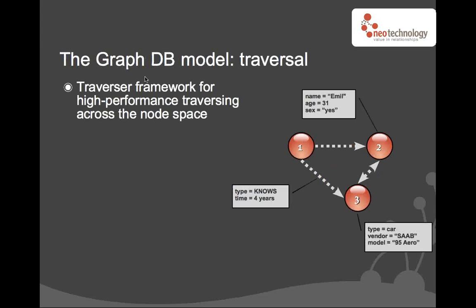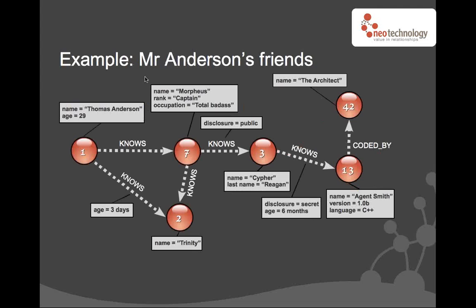Okay, so we've now worked on putting data into the graph. The question then is, how do you get data out of there? And for that, there are several ways you can do that. We're going to start by talking about the traversal framework. So if we go back to our example here, and we say that we have the social network from the Matrix, and we want to find out who are the friends of Thomas Anderson.